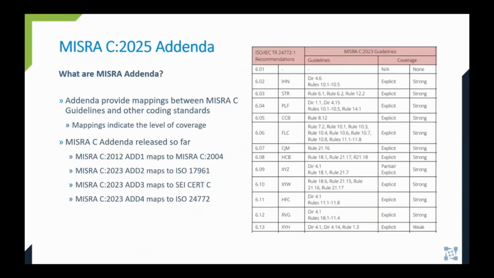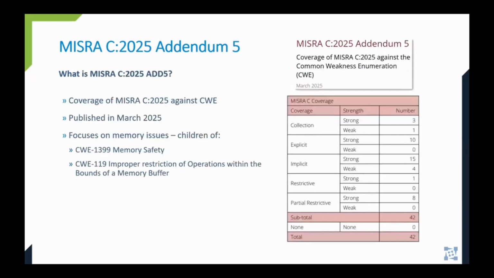Now, apart from the MISRA C 2025 document itself, MISRA recently published two new addenda. Addendum documents usually provide mappings between MISRA C and other coding guidelines. So far, the following addenda were released: mapping to MISRA C 2004, mapping to Secure C, mapping to Cert C, and to the Language Vulnerabilities ISO standard.